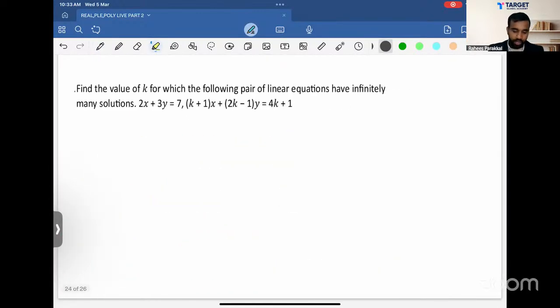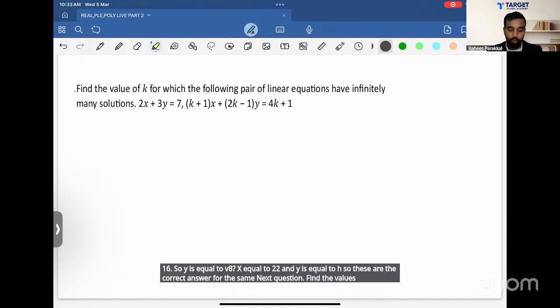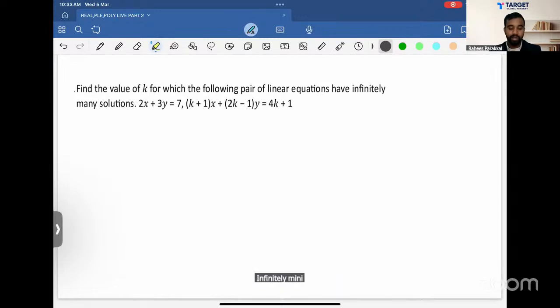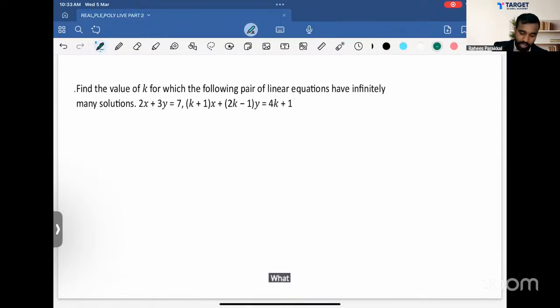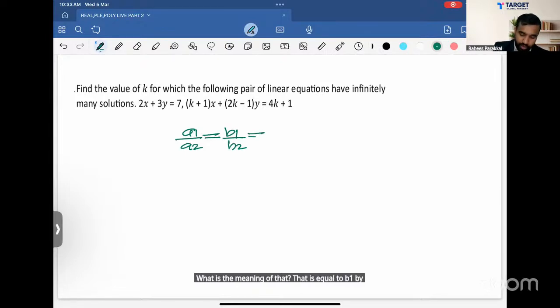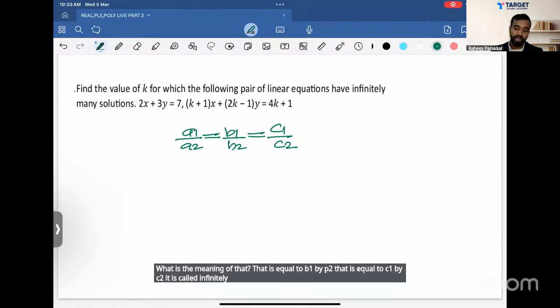Next question. Find the values of k for which the following pair of linear equations have infinitely many solutions. 2x plus 3y is equal to 7, (k plus 1)x plus (2k minus 1)y is equal to 4k plus 1. Infinitely many solutions, just recall yourself, what is the meaning of that? a1 by a2 is equal to b1 by b2 is equal to c1 by c2. It is called infinitely many solutions.